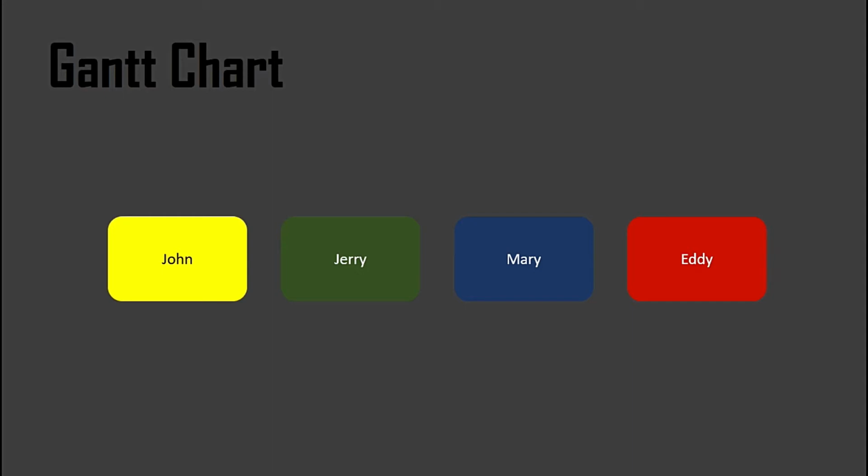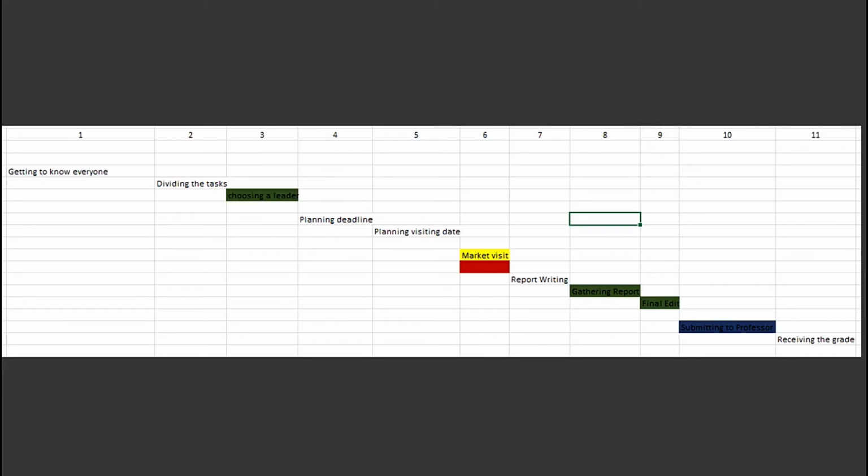Now, Gantt chart. It is not necessarily easier to make a Gantt chart compared to work breakdown structure, but the timeline is more visible in this chart. So let's say you have 4 group members in a group. They are John, Eddie, Mary, and Jerry. You can see that each of them is represented in a different color. There is a reason for that, obviously. And now this is what a basic Gantt chart will look like. This is the simplest form of Gantt chart that I have made using Microsoft Excel.